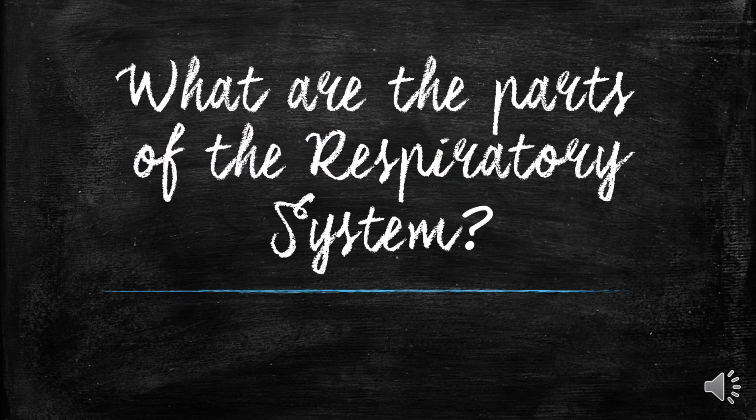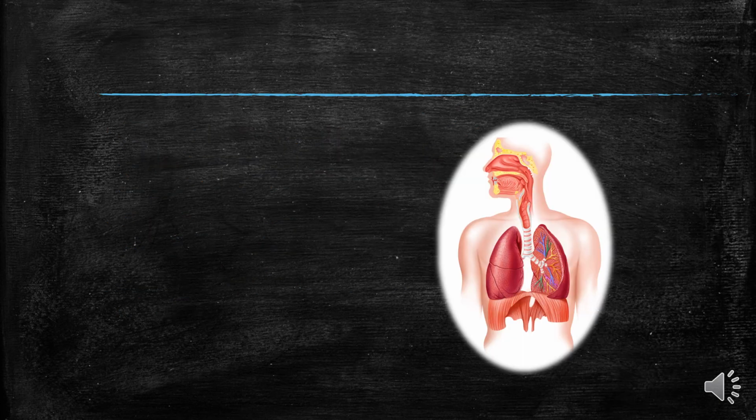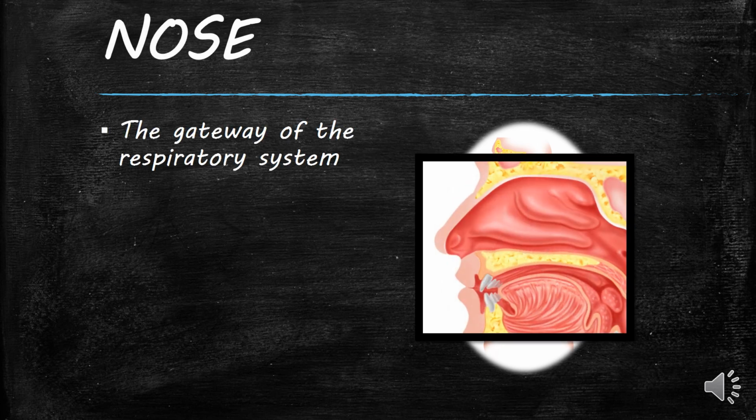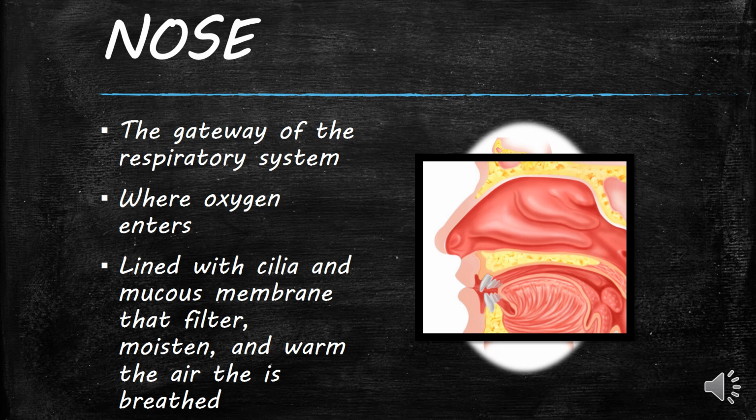What are the parts of the respiratory system? The first one is the nose. The nose is the gateway of the respiratory system. It is where oxygen enters. It is lined with cilia and mucous membrane that filter, moisten, and warm the air that is breathed.